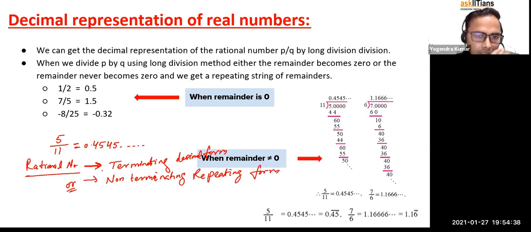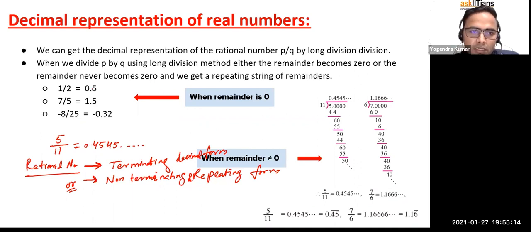Let me say it again because it is important to understand here. A rational number will have either a terminating decimal form or a non-terminating one. If it is non-terminating, then it has to be repeating, it has to be recurring. Otherwise it is not possible. If it is non-terminating and non-recurring, then we will say that is our irrational form.